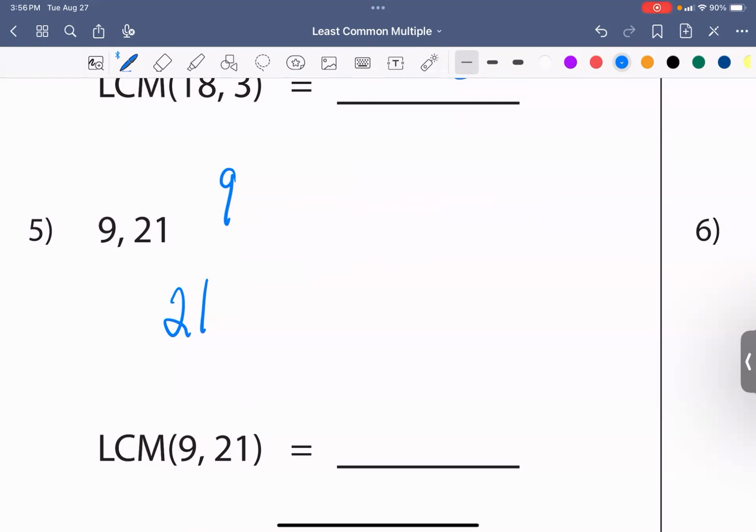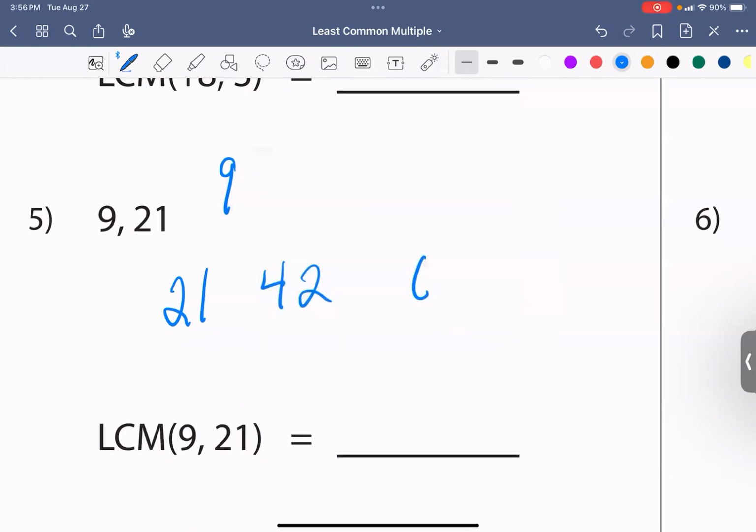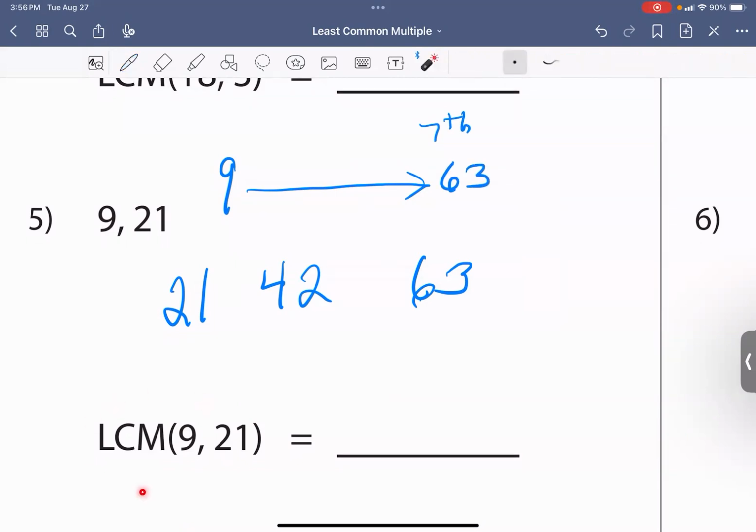First multiple of 21 is 21. The next multiple of 21 is 42, because 21 times 2 is 42. The next multiple is going to be 63. Now, I know my 9 times tables. So because I know my 9 times table, I know that if I multiply out, when I get to the 7th multiple, it's going to be 63. So the least common multiple between 9 and 21 is 63.